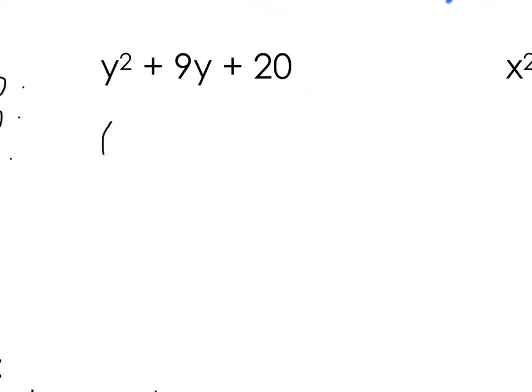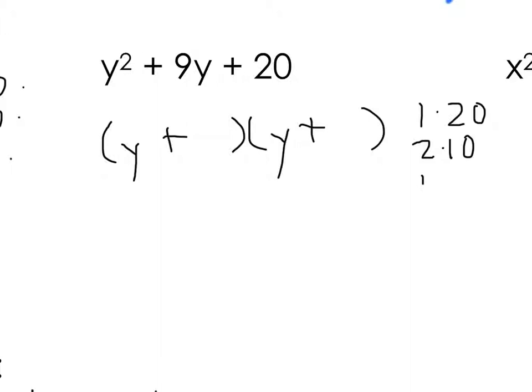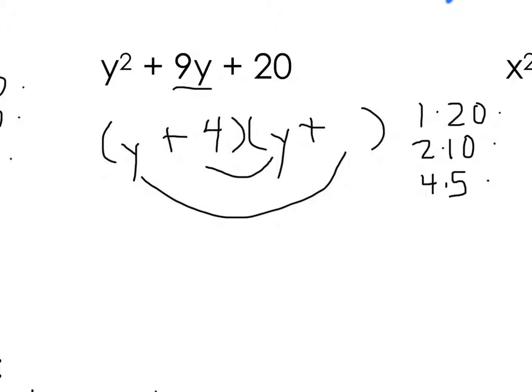Let's try this one. Not x this time, what is it? y and y. Now what? 20 could be 1 times 20, 2 times 10, 4 times 5. We want a middle term of 9y. This plus this will give us 9y. Which set of factors do you want to use? 4 and 5. That gives us 4y, 5y, add it together, and you get 9y.